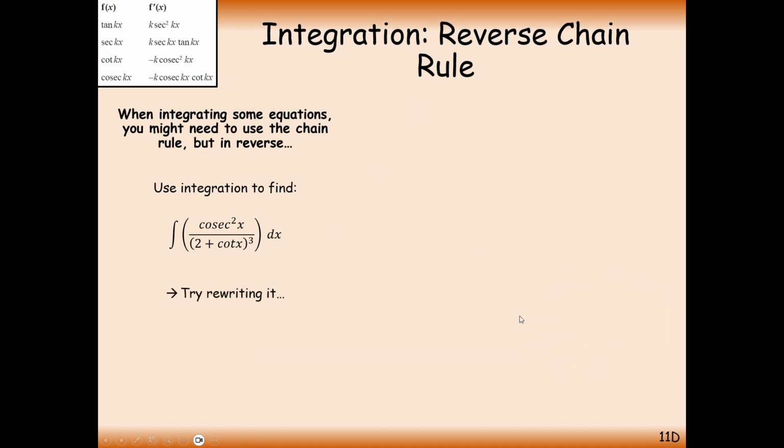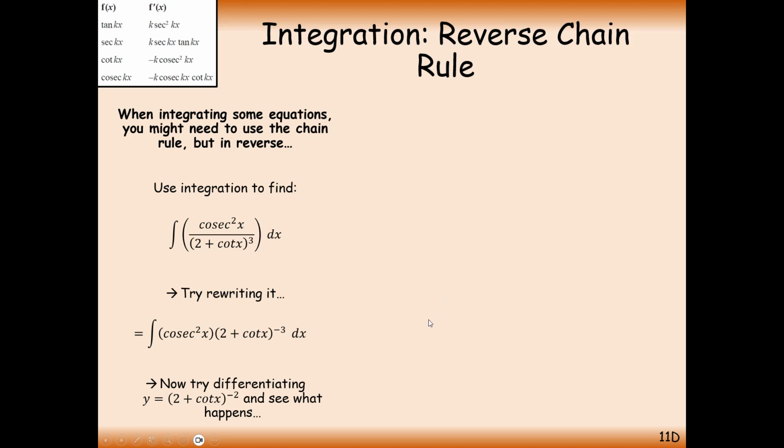Over here, we have to try something different. We have to have a guess that our original y is 2 plus cot x raised to the power of minus 2, because minus 2 is 1 up from minus 3.